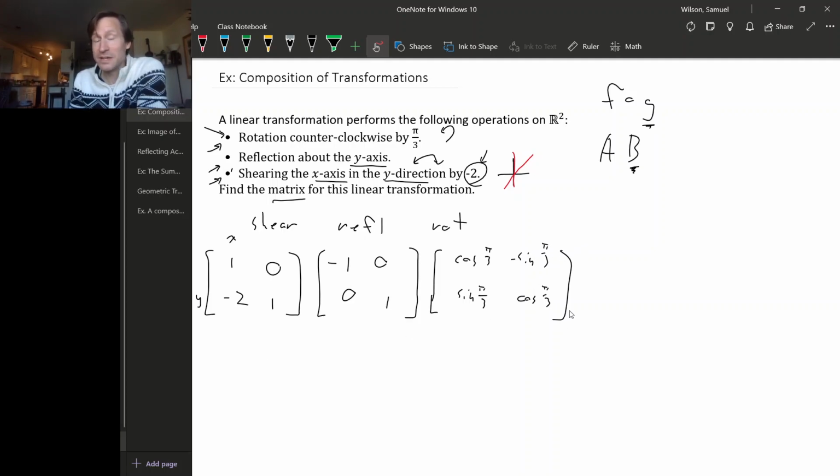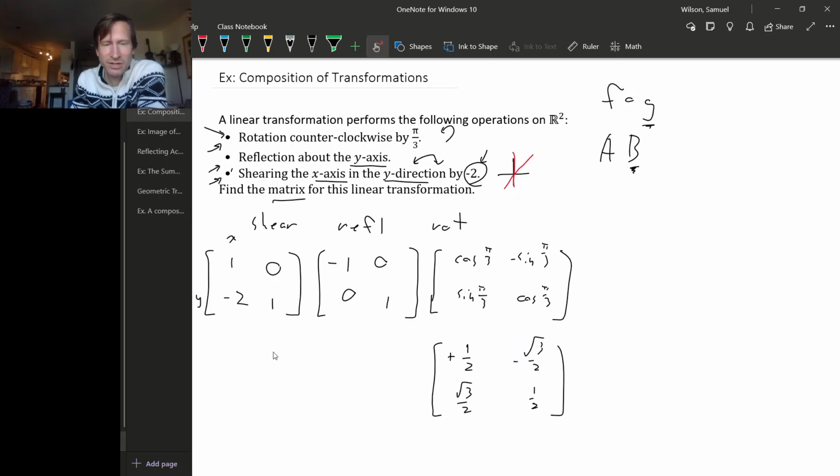So now we need to evaluate this matrix product, which is just a matter of doing a bunch of matrix multiplication. This rotation matrix, it's just sines and cosines. So cosine of pi over 3 is a half. Sine of pi over, minus a half. No, plus a half. What am I doing? Minus sine of pi over 3 is minus root 3 over 2. Sine pi over 3 is root 3 over 2. Cosine pi over 3 is a half.